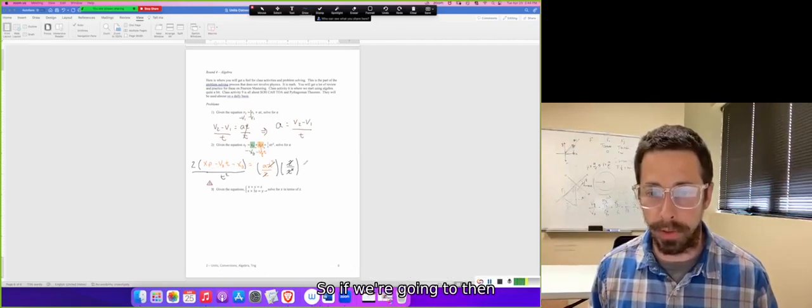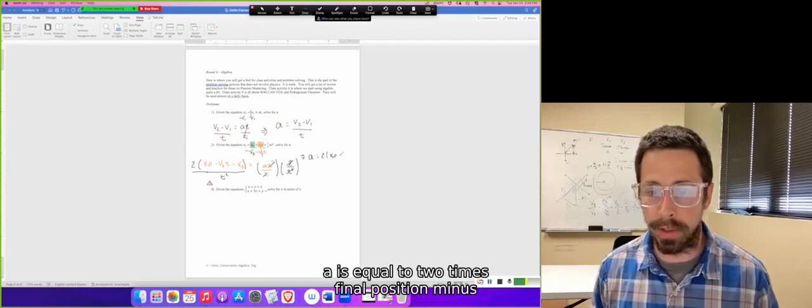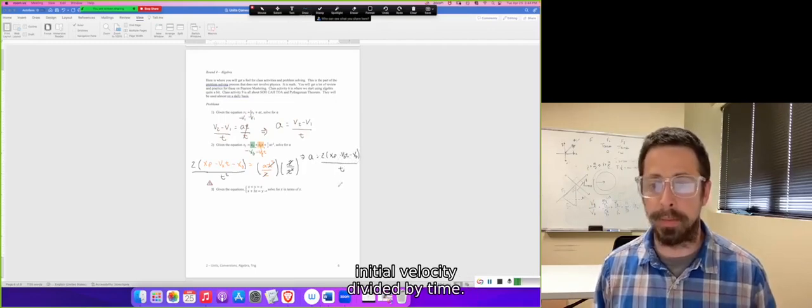So if we are going to then rewrite this as one neat little package, a is equal to 2 times (final position minus initial velocity times time minus initial position) divided by time squared.